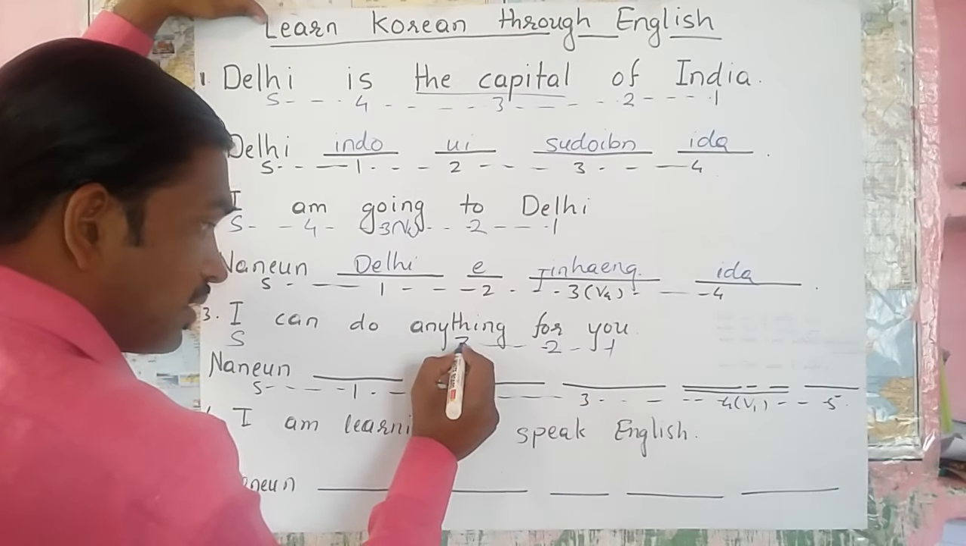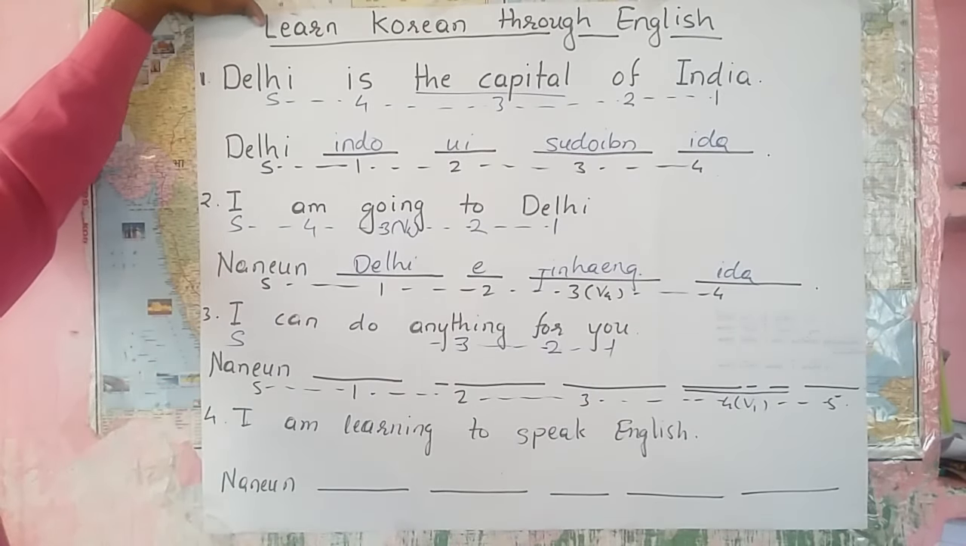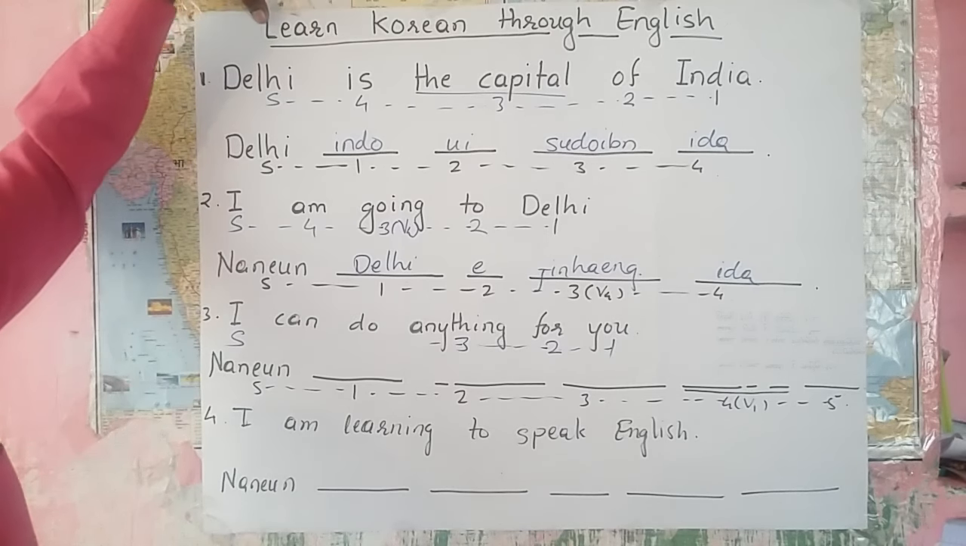Before two, above three is anything. The Korean word for anything is Amuge Osdo. Before three, above four is do. The Korean word for do is Haya Hal Jian. Then for can, Yangcho Tong. Look here.